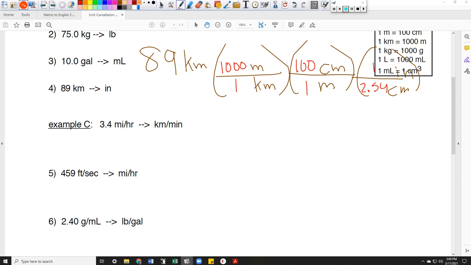So again, there's more than one way to do these. Still took me 3 steps, but this is easier because all of the factor relationships are easy to memorize. It's not a bunch of random numbers. This is why the metric system is easier. All right, now let's go down to 5.